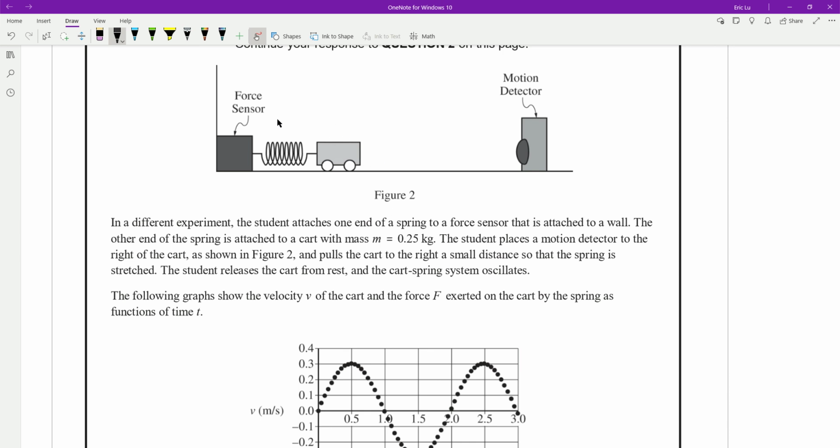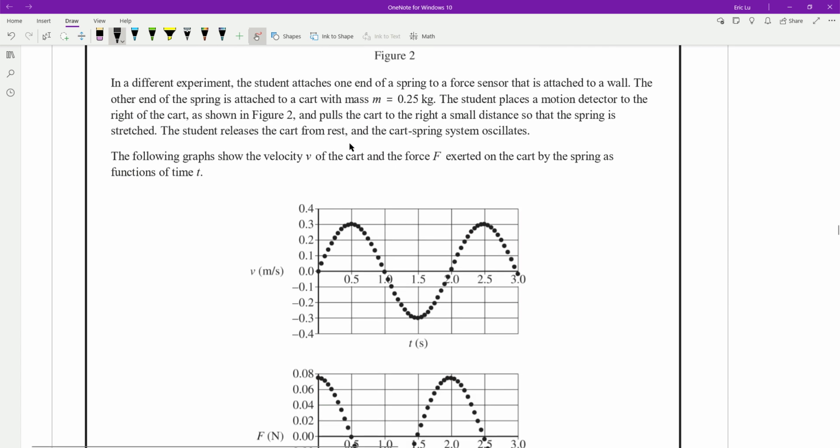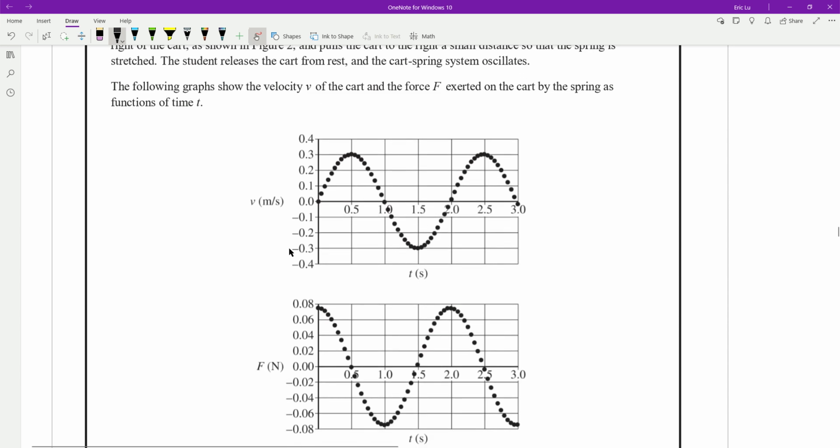So basically, what is happening is this is a spring, and the cart initially starts out a distance away from equilibrium, and when it releases, it's going to oscillate back and forth. And the following graphs show the velocity of the cart and the force exerted on the cart by the spring as functions of time. So this would be velocity over time, and this would be force over time.